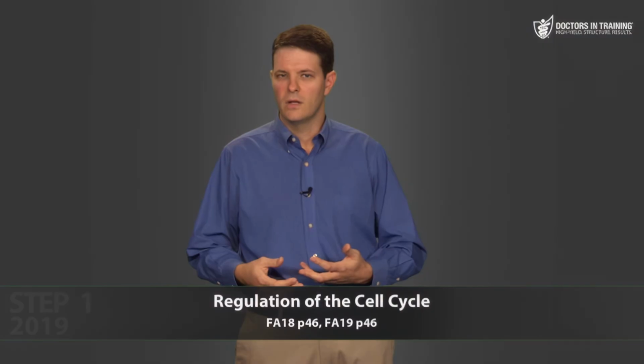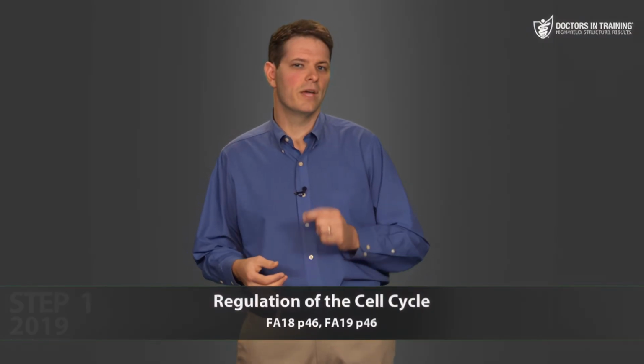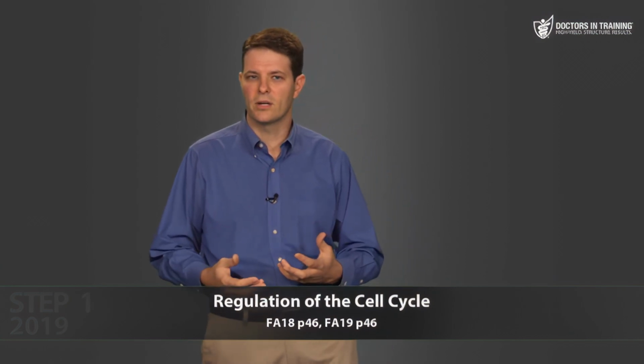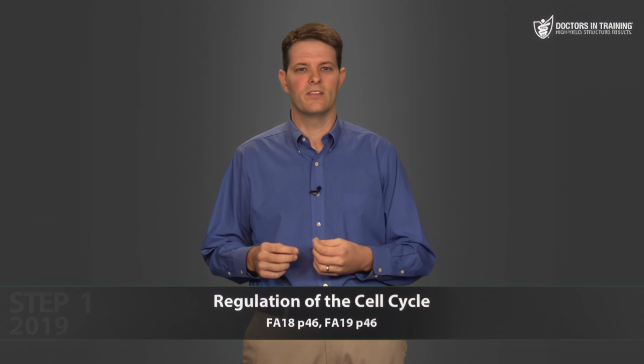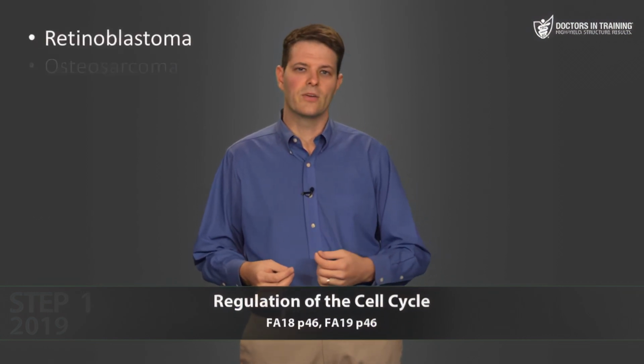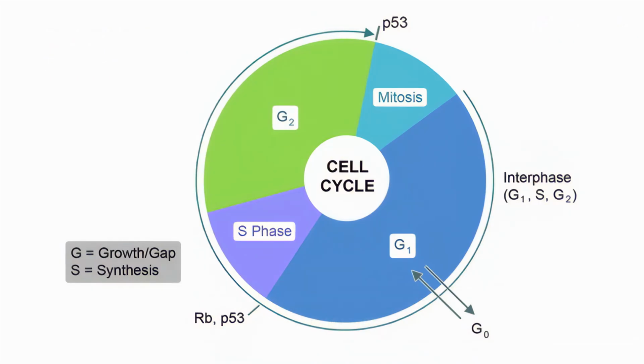Now, there are two main cancers associated with mutations in the RB gene. We'll talk about this in detail in the oncology section, but one cancer associated with this is retinoblastoma, which is why this is called RB. The other cancer is osteosarcoma. And then P53 is also involved in regulating the transition from G2 to M phase.